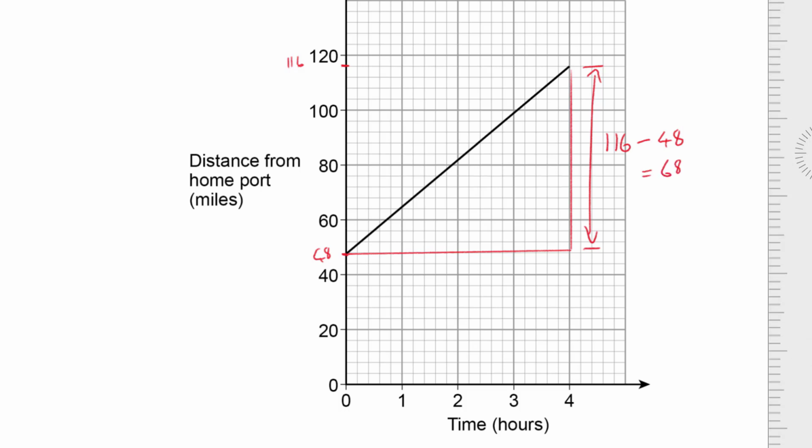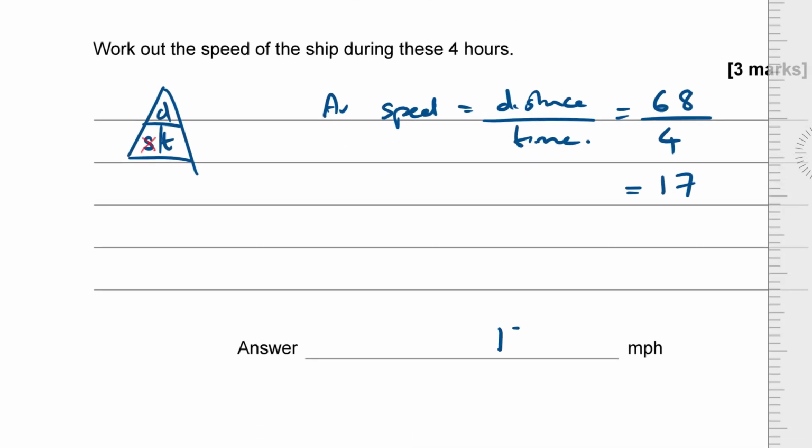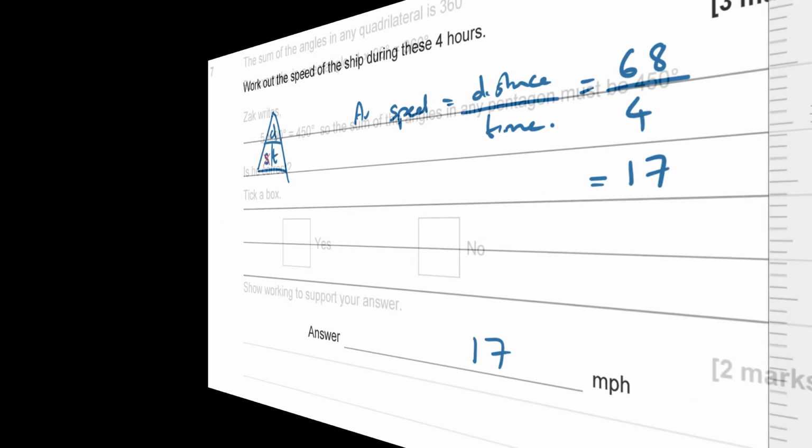That's 68. And the time travelled then is this distance along here. That's a lot easier to work out. That's 4. Okay, so we travelled 68 miles in 4 hours. So if we divide one by the other, we should get the answer in miles per hour then, shouldn't we? So 68 divided by 4. 4's into 40 go 10 times. So 4's into 60 go 15 times plus another 2. That's 17, isn't it? So 68 divided by 4 is 17. Okay, so then that is 17 miles per hour. That's my final answer.